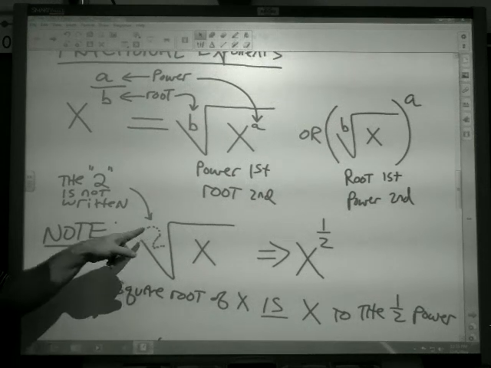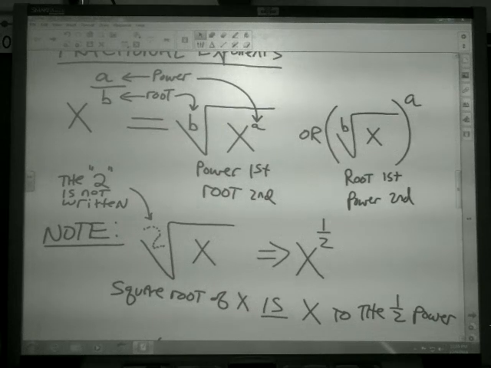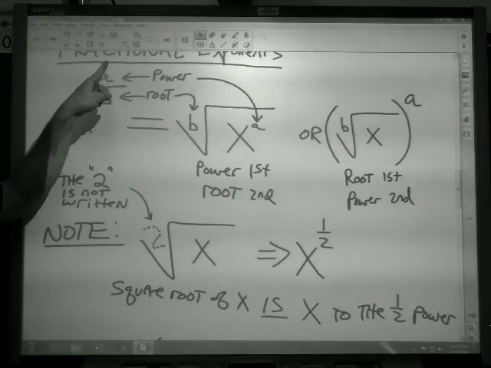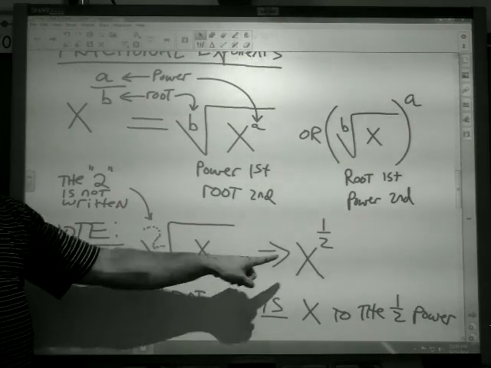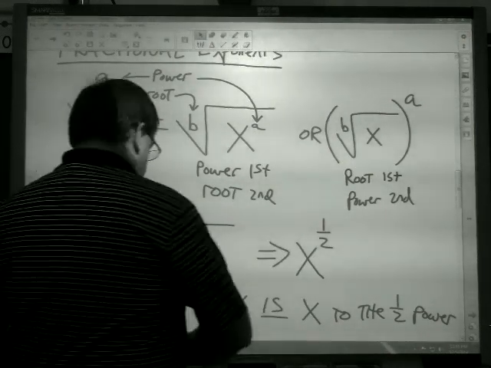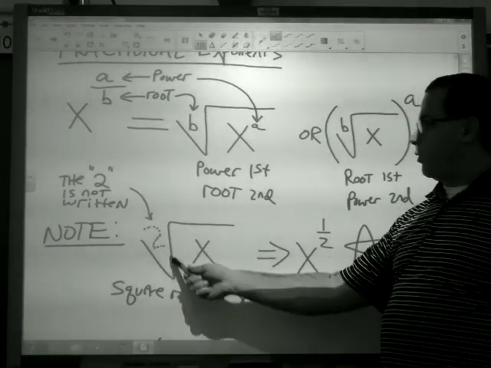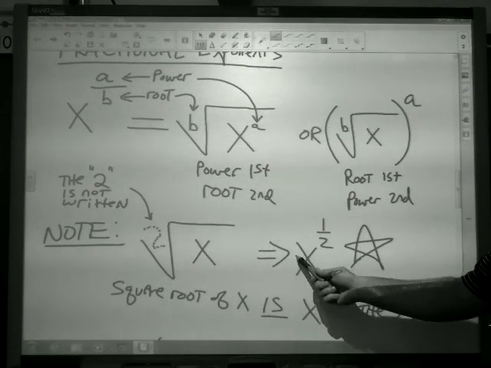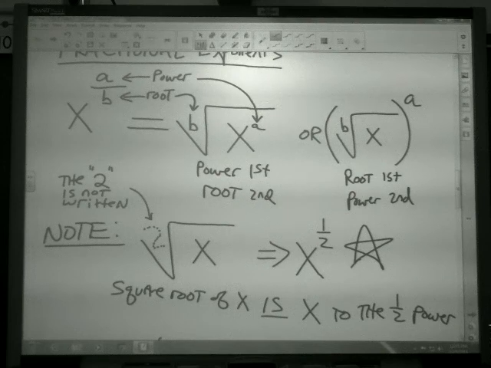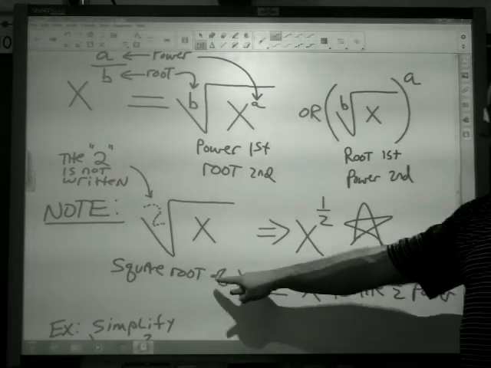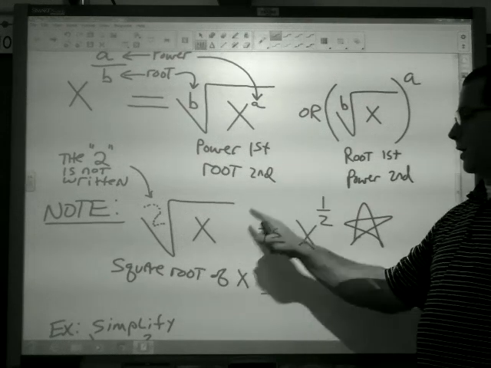And because of that, if I want to write this as a fractional power, the power on top on x is 1, the root is 2. And so one of the things to really keep in mind is the fact that the square root of x is really x to the half power, and that will be used a lot as we go throughout this unit. All right? So square root of x is x to the half power. This is a thing to note and keep in mind.